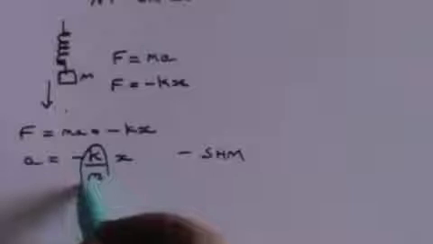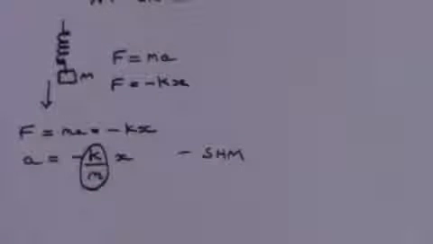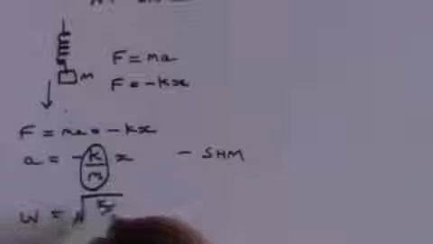Omega squared is k over m. Therefore omega is the square root of k over m, and that equals 2 pi f. That enables you to determine the frequency of the oscillations. If the mass increases, then the frequency will decrease.